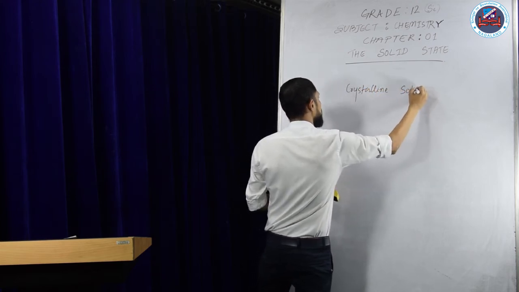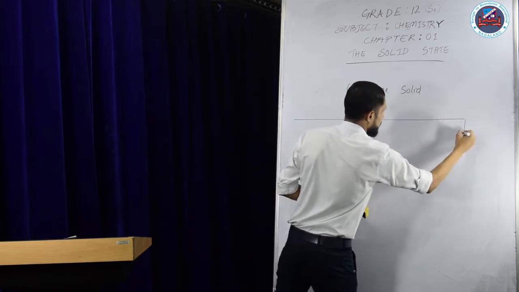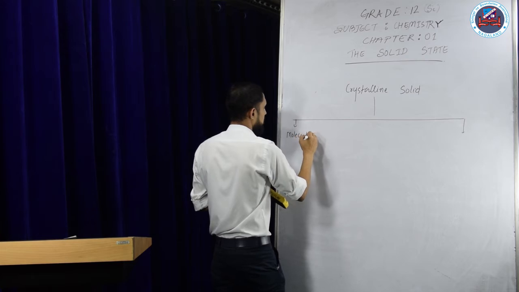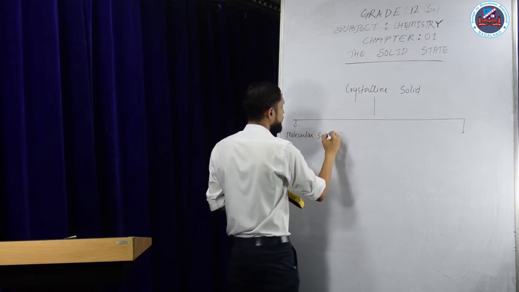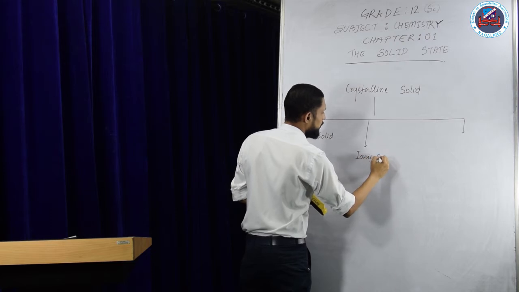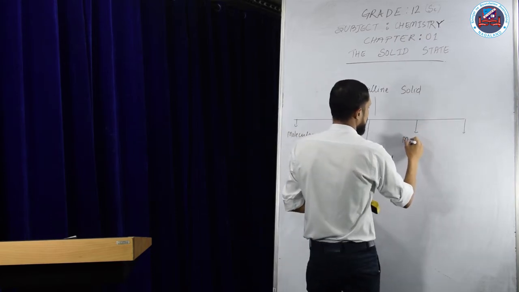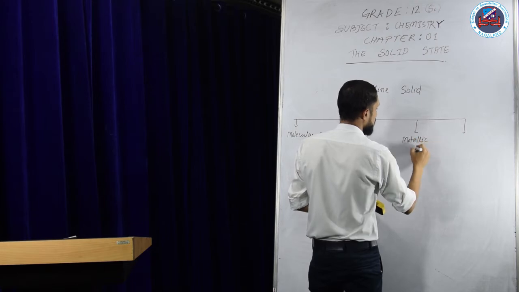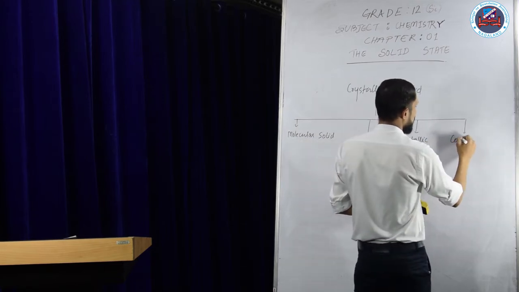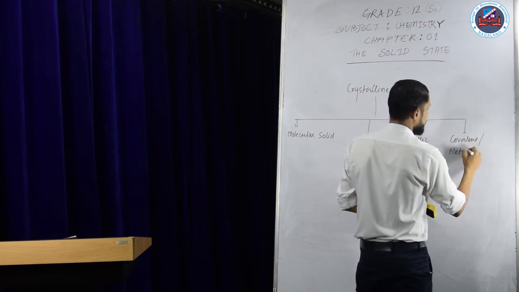Now, crystalline solids are further classified into 4 types. They are molecular solid, ionic solid, metallic solid, and covalent, which is also known as network.